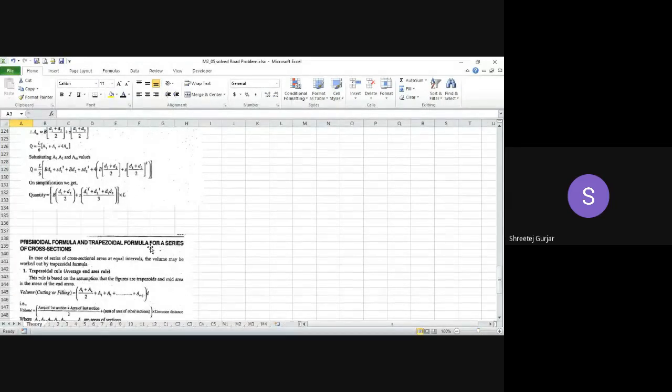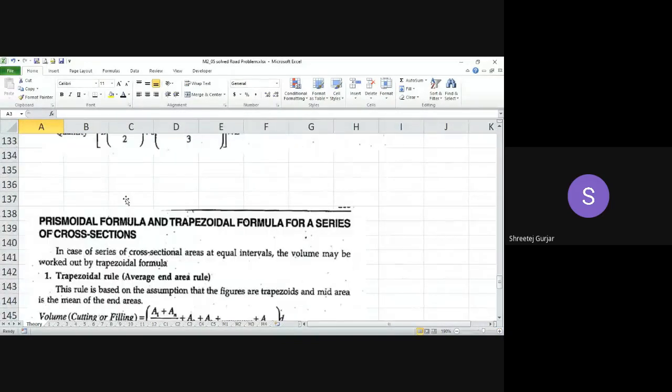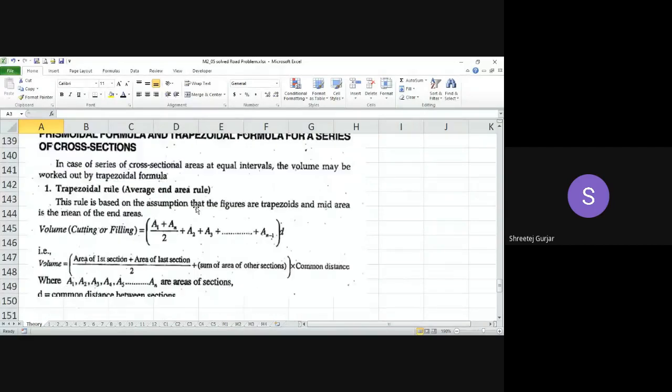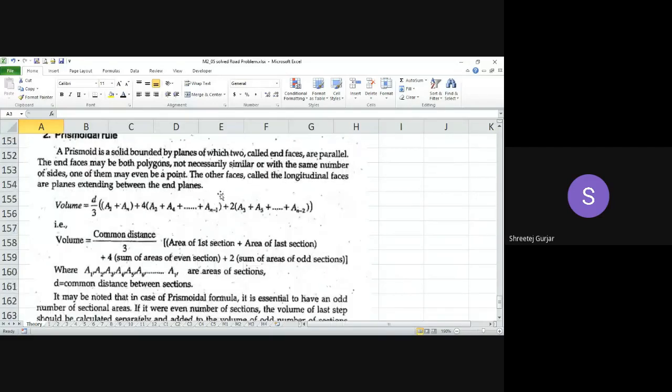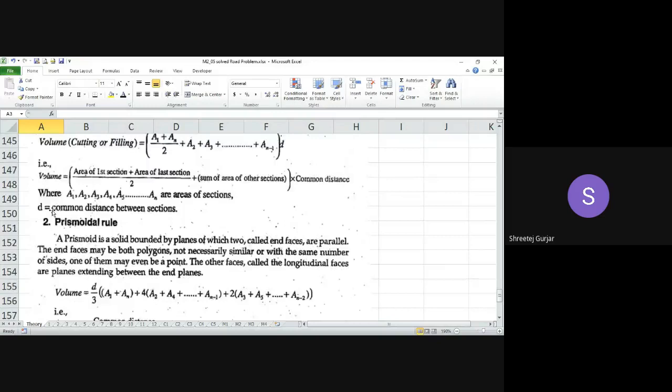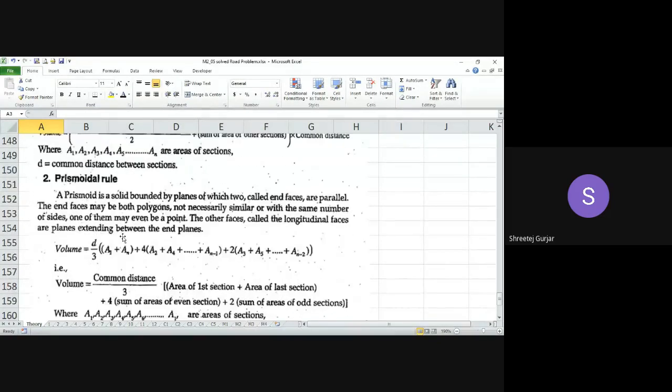Okay, so we have used this formula. If you have a series, you have to go either for the trapezoidal rule or the Prismoidal rule, that is D by 3, A1, AN. You have to use this formula. If you have a series of sections, you have to use either the trapezoidal or the Prismoidal.